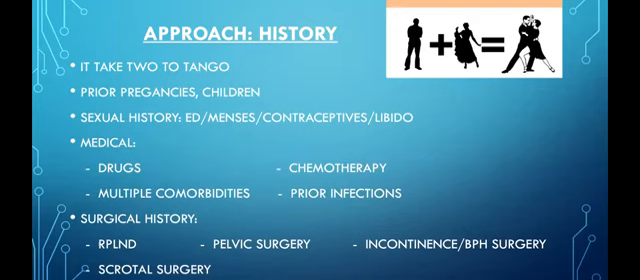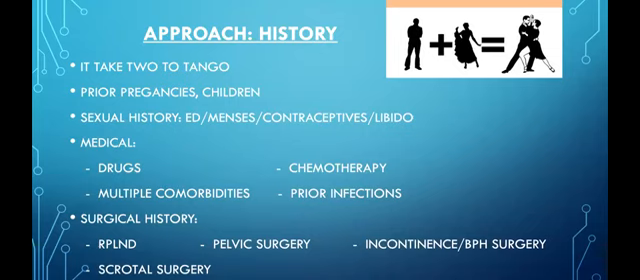So look at things like prior pregnancies, prior children with the same partner or with other partners. Look at the sexual history, things such as erectile dysfunction, menses, contraceptives, and libido. One would be very surprised, even higher functioning patients seem to do things that will sometimes dumbfound you, like use condoms but still try to fall pregnant.